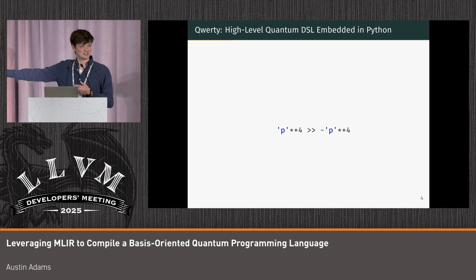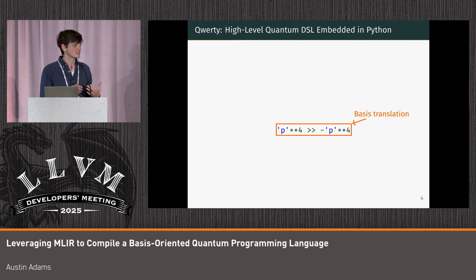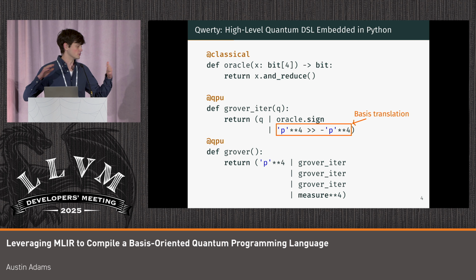And you just write this expression. That's it. And so we call this a basis translation in honor of the Unix tr command, because it's really replacing whatever's on the left there with the thing on the right. So it's replacing these four p states, these four plus states, with the same thing but with a minus sign in front. So here's the overall code for the whole search algorithm.